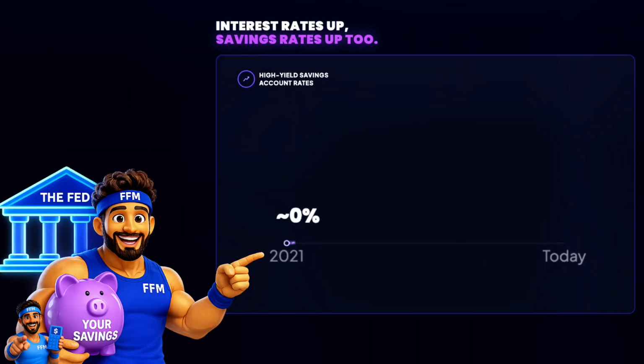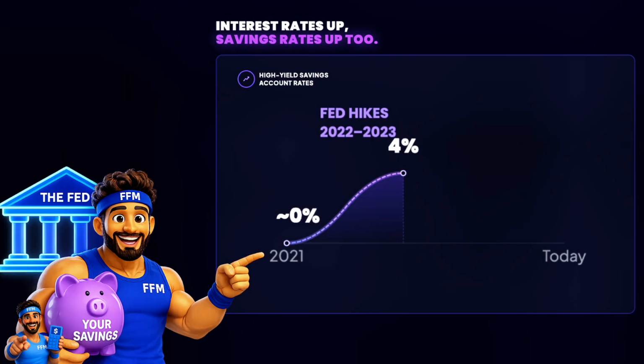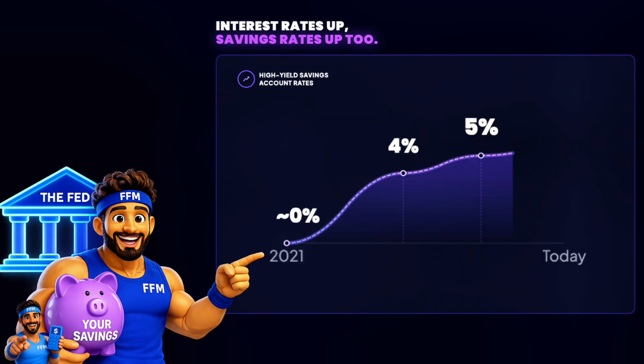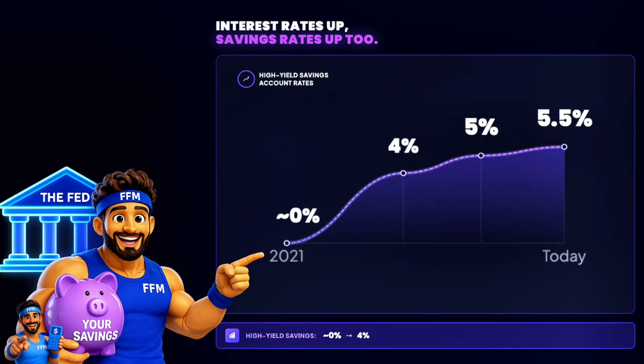When interest rates go up, savings rates go up too. When the Fed was hiking in 2022 and 2023, high yield savings accounts went from paying basically nothing to paying 4, 5, even 5.5%, which felt almost illegal. Free money just for having it in the right account.